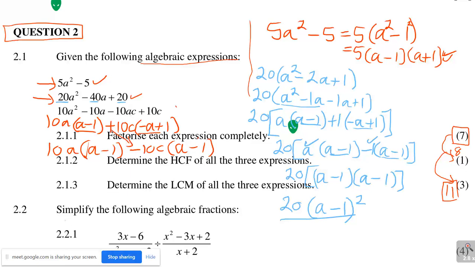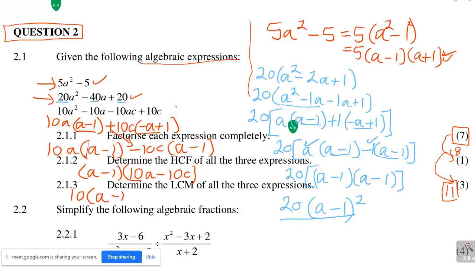After I've done the interchanging of that sign, I've got my a minus 1 inside. I've got 10a minus 10c. Are you seeing that one? But is it complete? No. Look at it. The fact that we still have a 10 there, take out a 10.